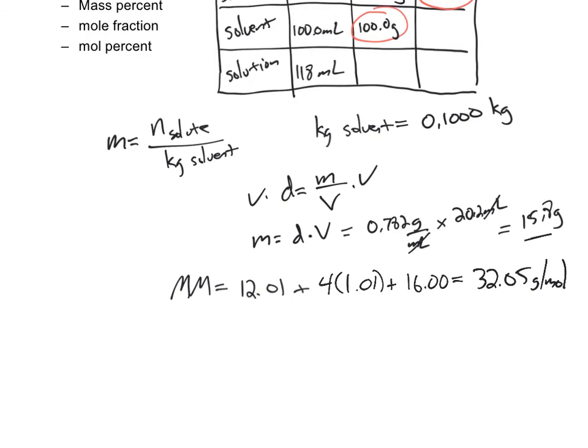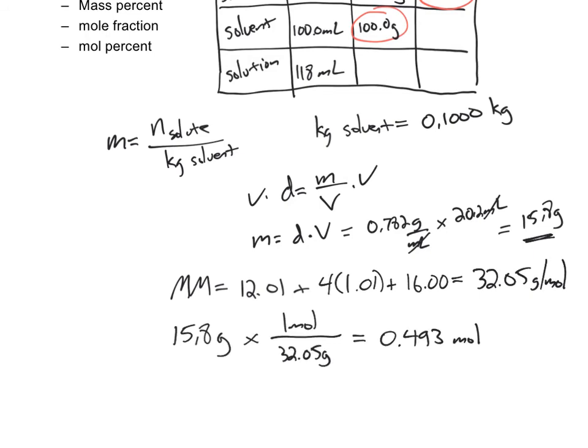So I'll take my mass of methanol, divide that by the molar mass of methanol, and I get 0.493 moles.